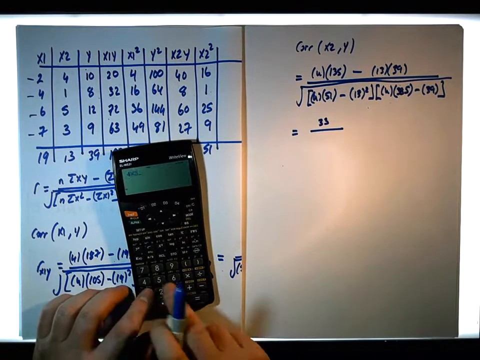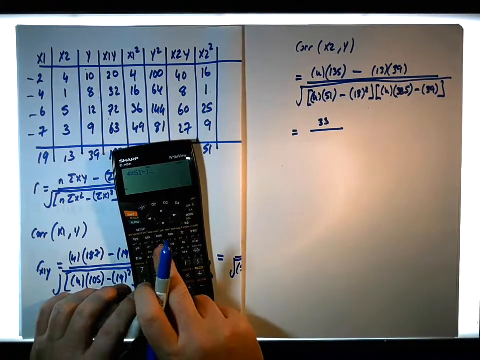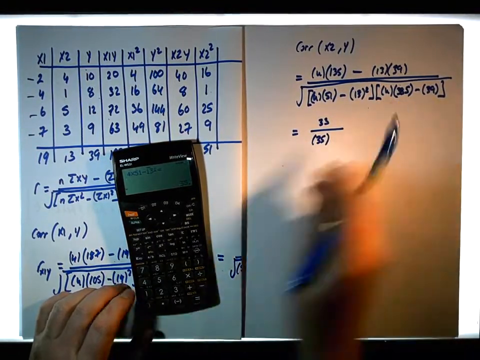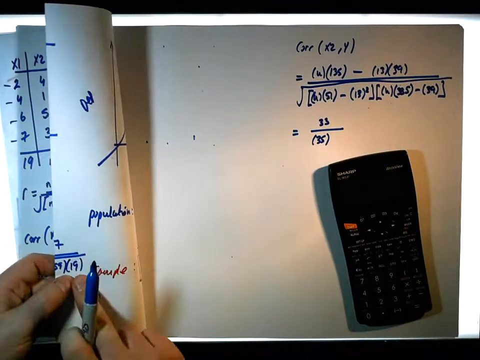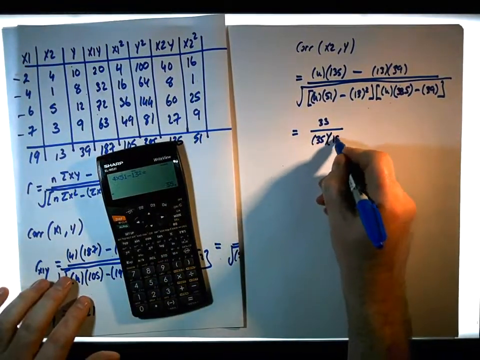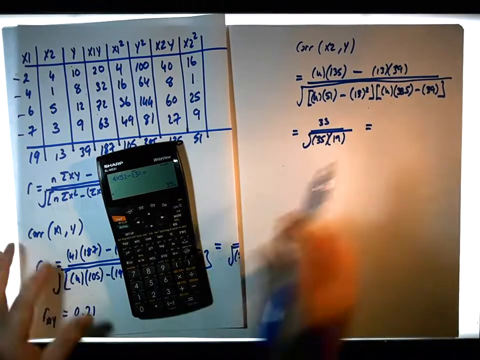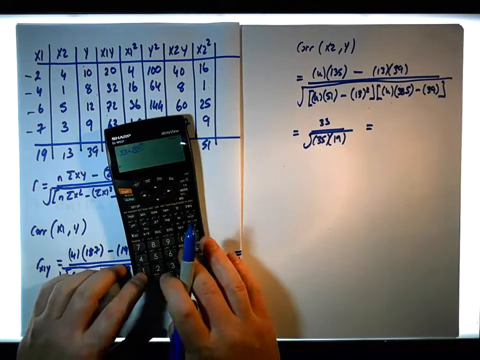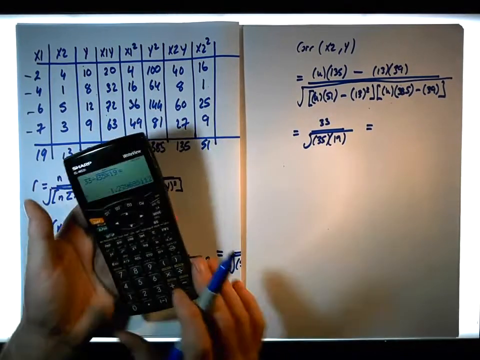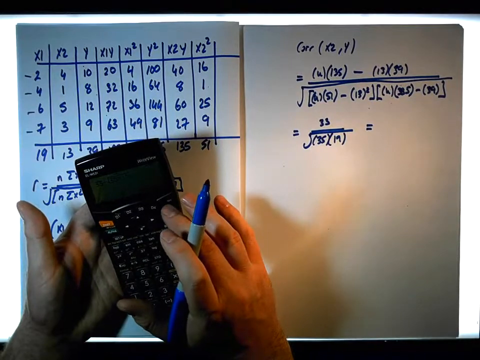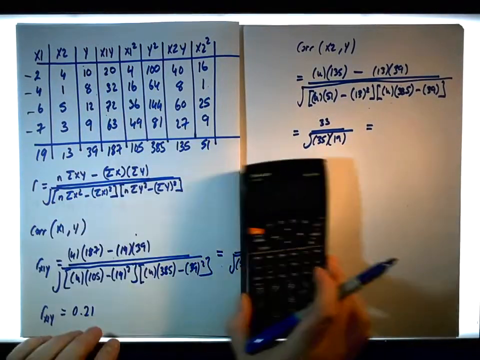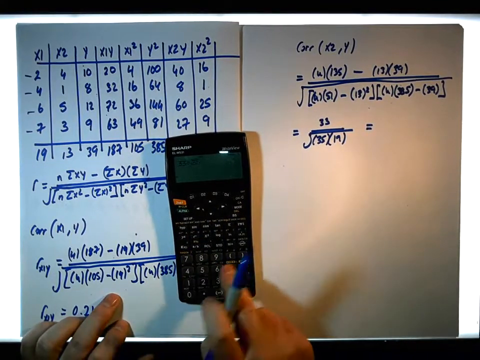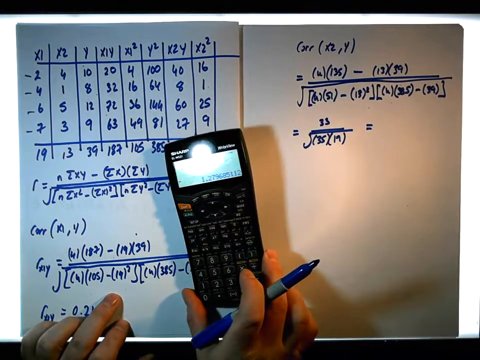It's 4 times 51 minus 13 squared. That gives us a value of 35, and we've already calculated this term here. If I'm not mistaken, it is 19. So that's times 19, and it's the square root of that we need to get. So we end up with 33 divided by the square root of 35 times 19, which gives us a value of 1.27.